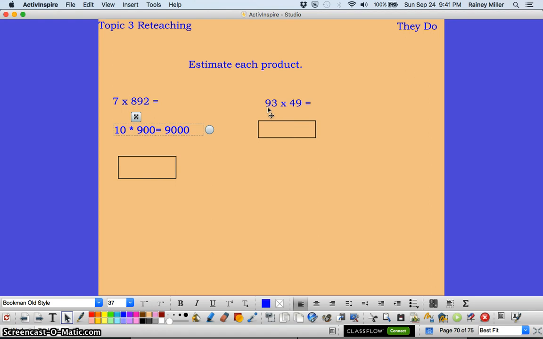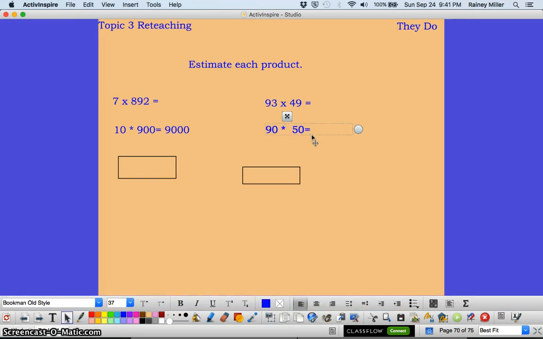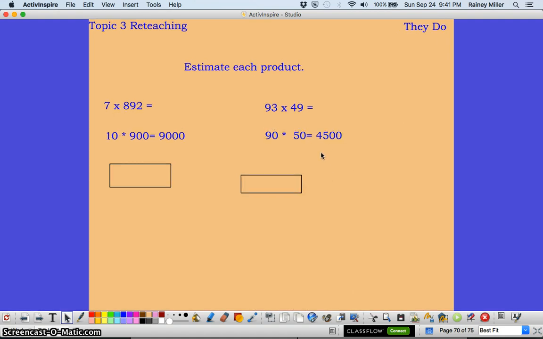This one, the 93, the 3 tells the 9 to stay the same, so we have 90. And we're going to multiply that by this number. Now this 9 tells this 4 to go up to 50. So I take 90 times 50, and when I go to do that, I take 9 times 5, which is going to be 45. And I count how many zeros. There's 2 zeros, 1, 2. So my answer to that problem would be about 4,500.